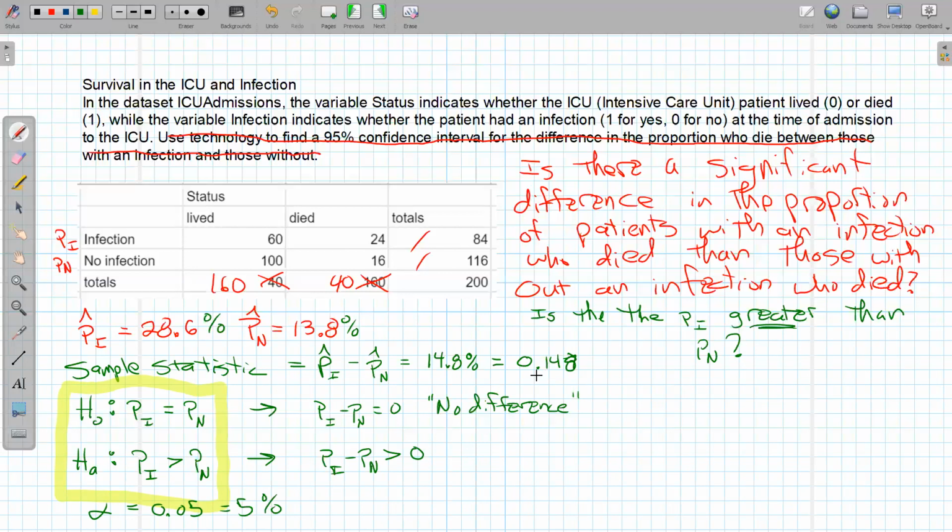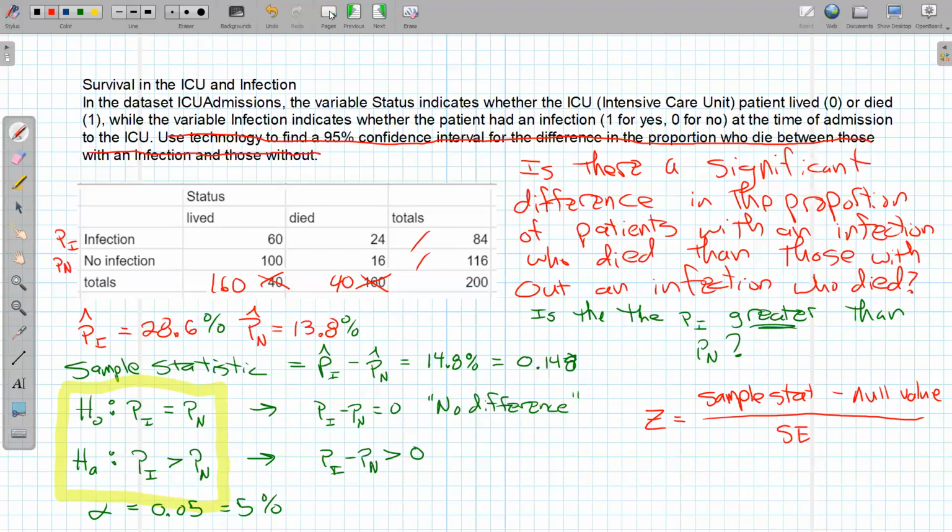So next thing I need to do is figure out how to do a z-score, and z-scores are almost always the same kind of thing. We take whatever the sample statistic is, we subtract the null value, and we divide by the standard error. And the book gives us the standard error formula. I wrote it down a couple slides back. I'm going to rewrite it here.